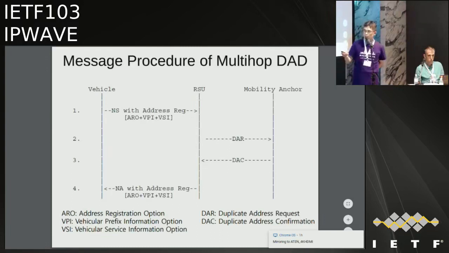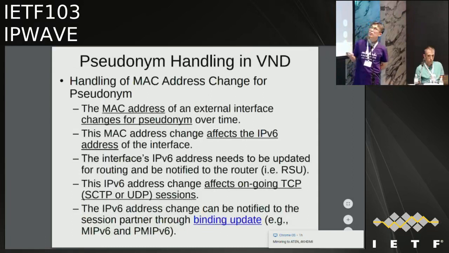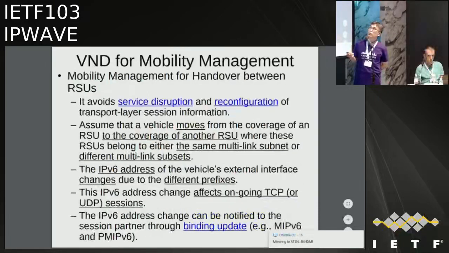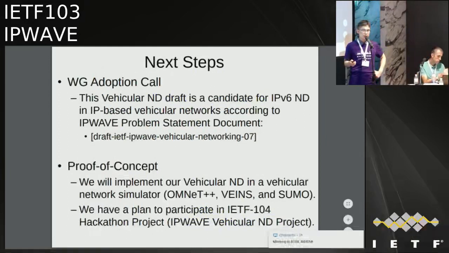Okay. So I think that is the main idea, and then we can handle pseudonym and mobility, taking advantage of the RSU. I explained this in the problem statement document. Our next step, once we finish the problem statement, is to start neighbor discovery for B2B and B2I. That is my intention for this document. As a proof of concept, we finished the basic neighbor discovery protocol implementation. Next, we implement our proposal, so in the next hackathon project we will try to come up with it.